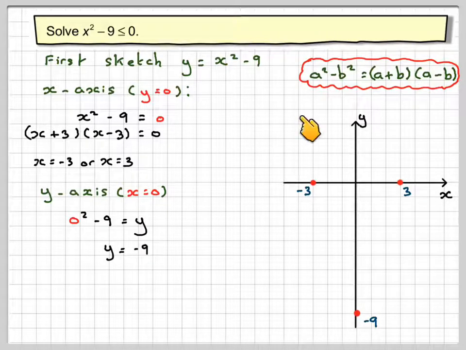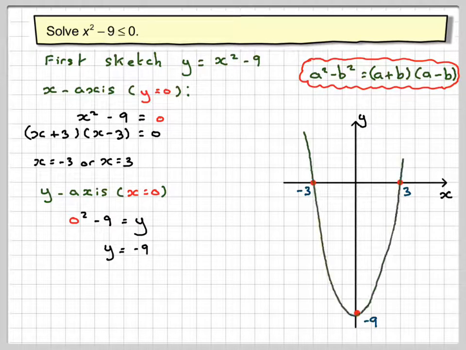Now we need to draw a curve that goes through those points. Now, the important thing about a quadratic is that it is symmetrical, so the lowest point of the graph will in fact be minus 9. So drawing the graph and labelling it at one end.